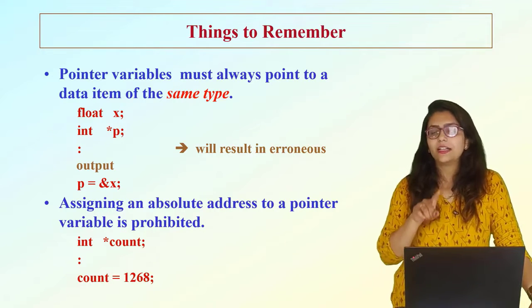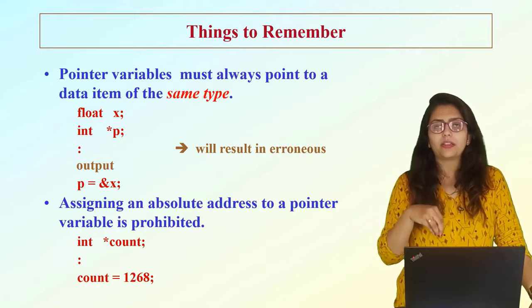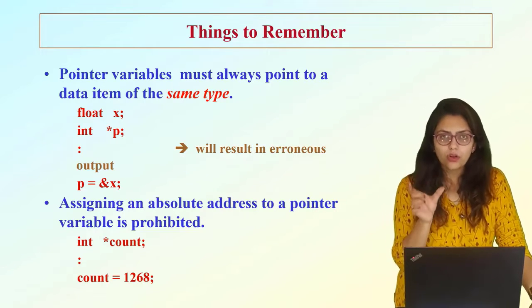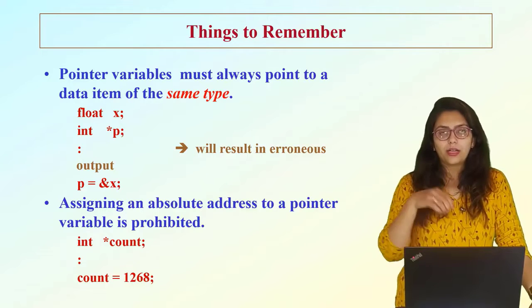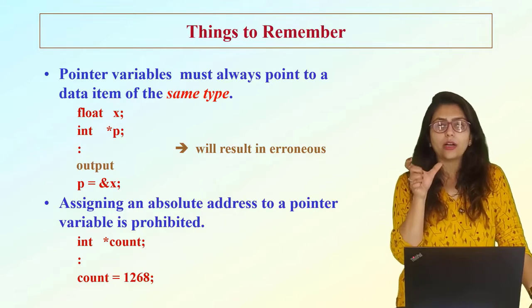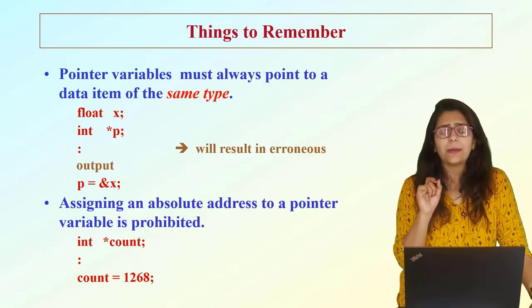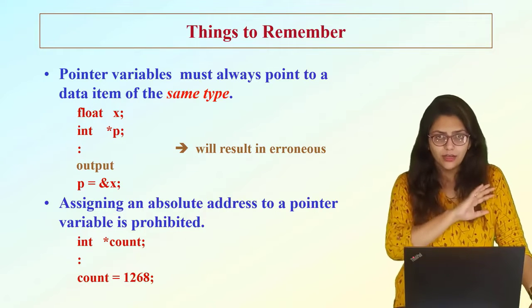Now the next point is, assigning an absolute address to a pointer variable is prohibited. So you cannot say that this pointer has the value 3802 or some kind of constant, right? You cannot assign an absolute value. You cannot assign any direct address to a pointer. Like you cannot say p equal to 34567, right?